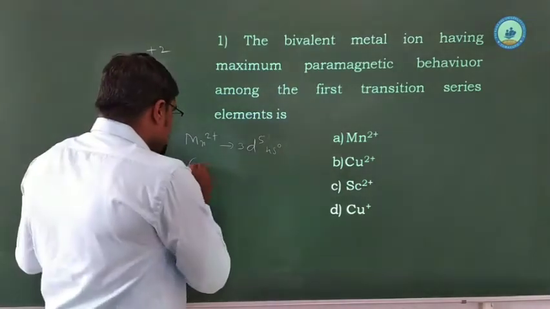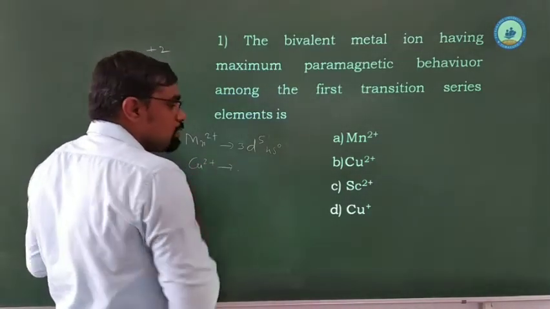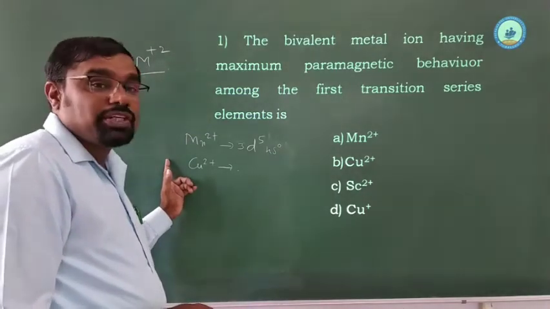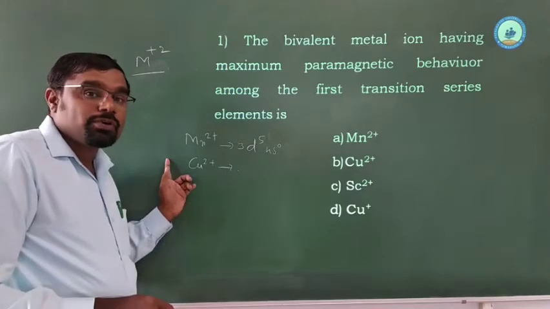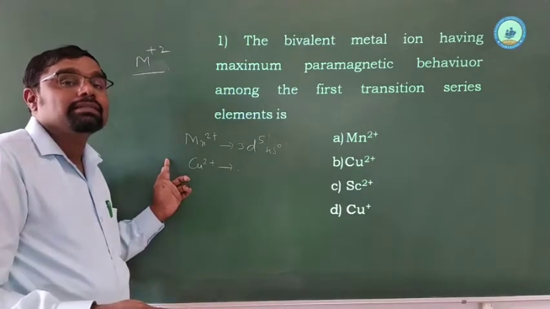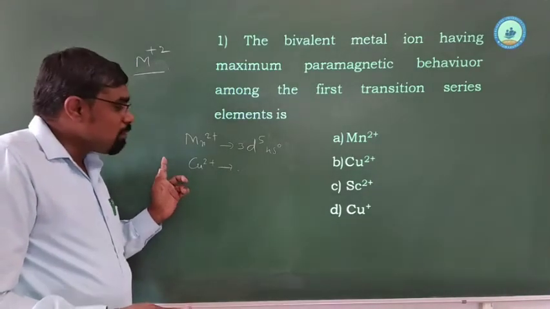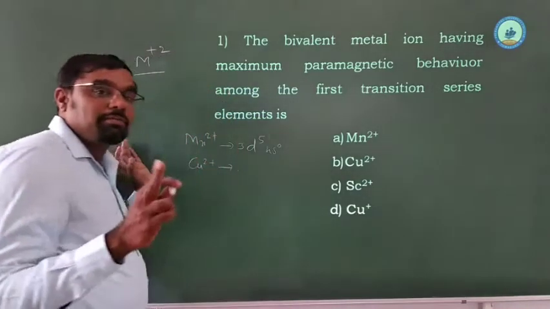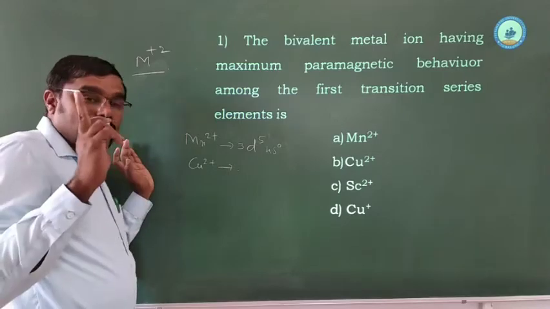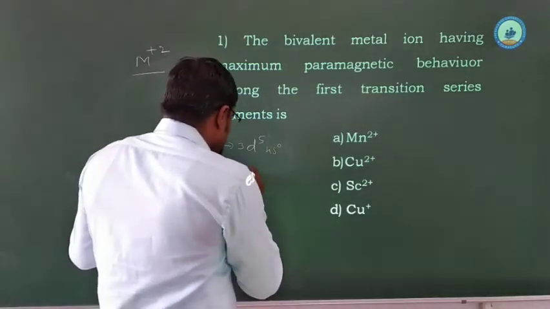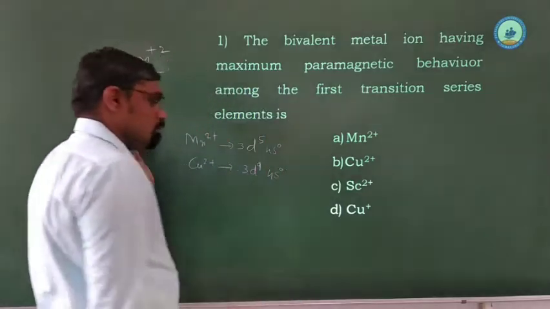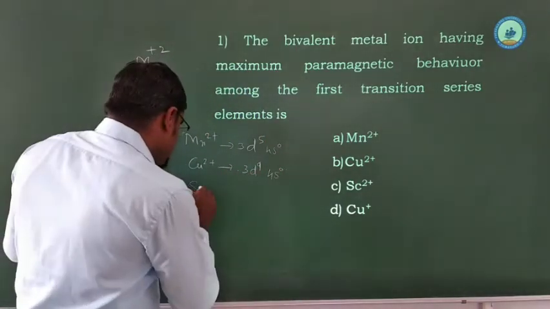Then Cu2+, whose atomic number is 29. So what is the configuration? 4s1 3d10. Now we are removing 2 electrons, from where? One electron from the s orbital and 1 electron from the d orbital. So remaining is 3d9 4s0. Now next, scandium 2+.